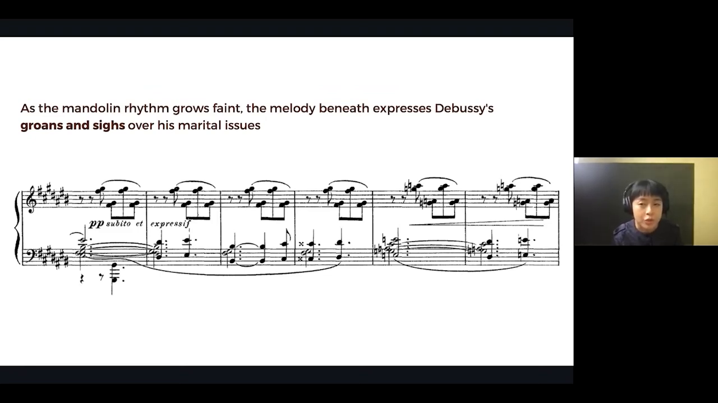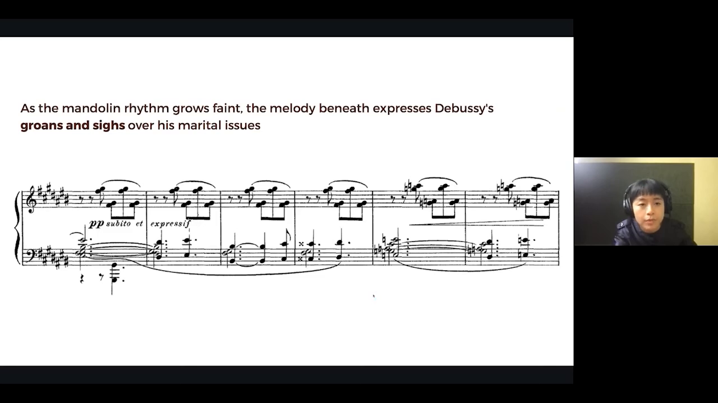The rhythmic ostinato becomes very soft. It's almost like a background. It faints. In this passage, I would imagine Debussy is just complaining, groaning, sighing. Why is this happening to me? This whole passage takes up almost a page to express his dissatisfaction, his unpleasantness with his wife, Lily.